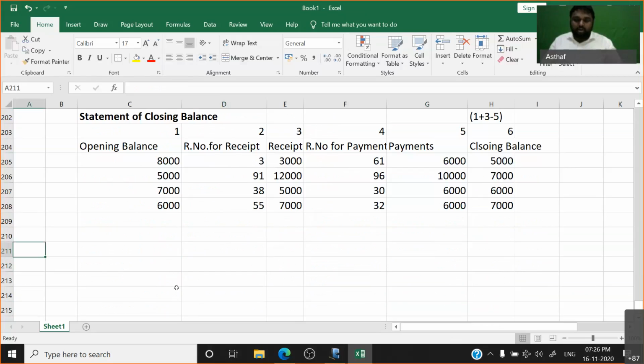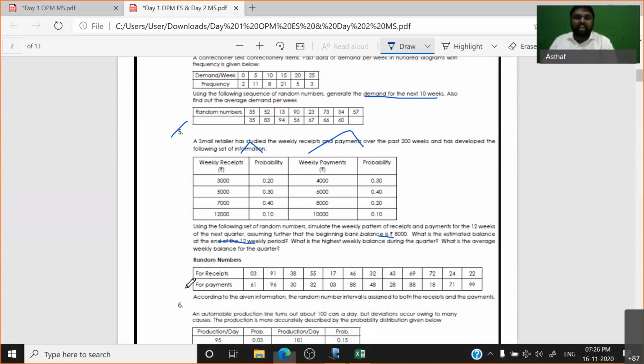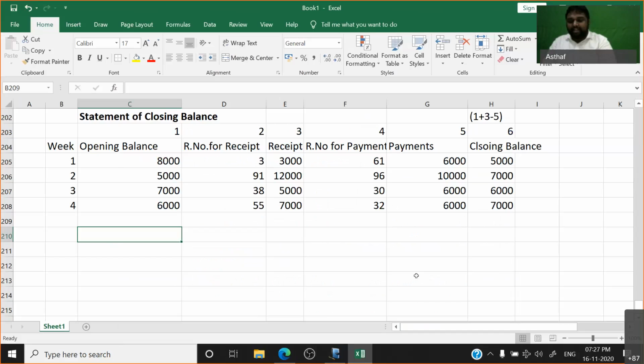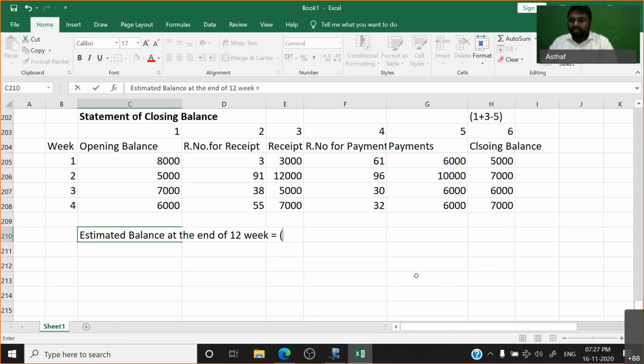So this is for week. I am not doing further calculation. You can do it as a homework. So what is the estimated balance? The answer I will tell you. Estimated balance at the end of 12 weeks is 3,000 negative.